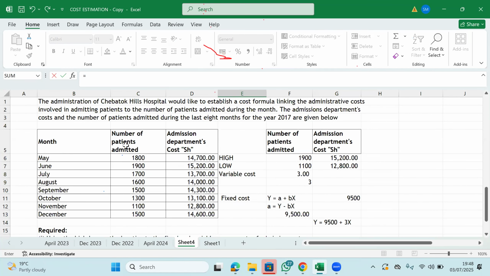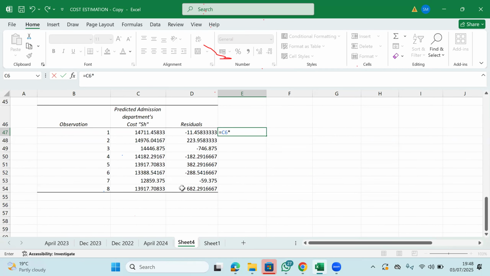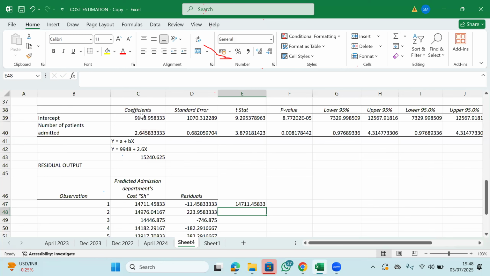what would be the cost of admitting 1,800 patients? It would be 1,800 times the variable cost, which is 2.6. Then plus the fixed cost. Now, basically, that is as per our computation. So that's the result that you should be having: 14,711, which of course is equal to what we have.